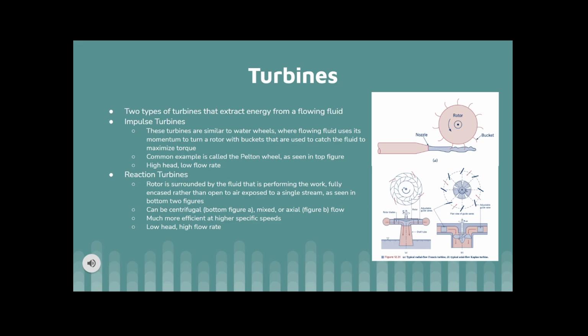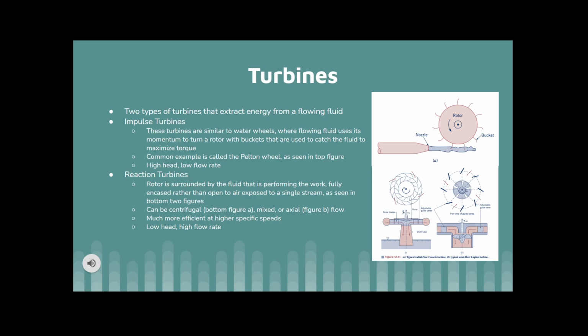Turbines are machines that are used to extract energy from flowing fluid, like a stream of water. There's two main types of turbines, impulse and reaction. Impulse turbines work similarly to water wheels, where a stream of water flows underneath and runs into buckets which cause the rotor to move, producing torque that is used to create energy in some way. A common example of this is called the Pelton wheel.